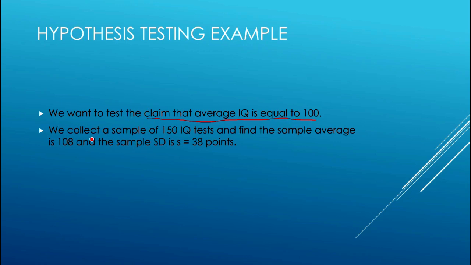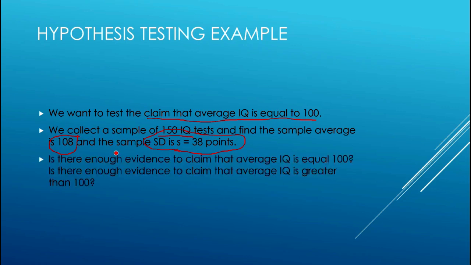So what we're going to do is go out and administer 150 IQ tests to 150 randomly chosen individuals and calculate a sample average IQ test score. We find, let's say, that that's 108, and that the sample standard deviation is equal to 38 test points. So that's the population standard deviation. Okay, we had to estimate that. We don't know it, so we'll be using a t-distribution here.